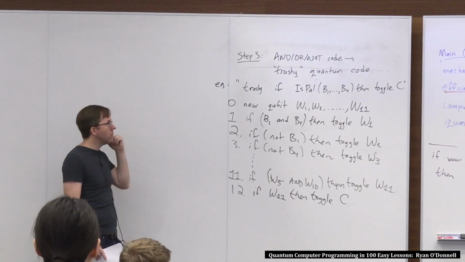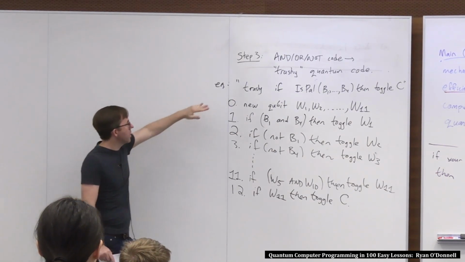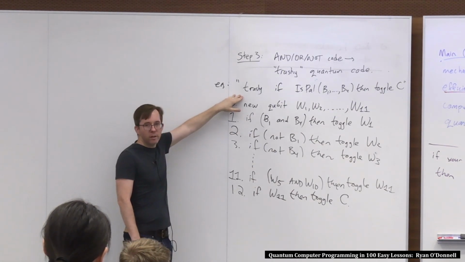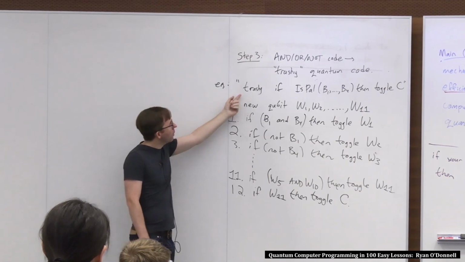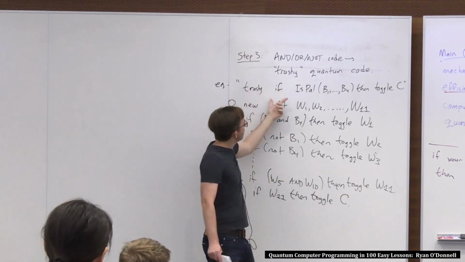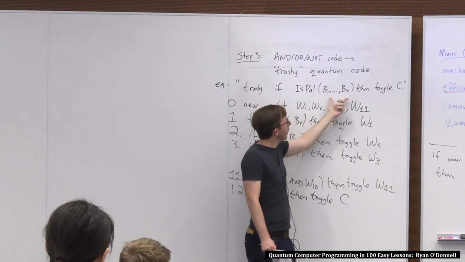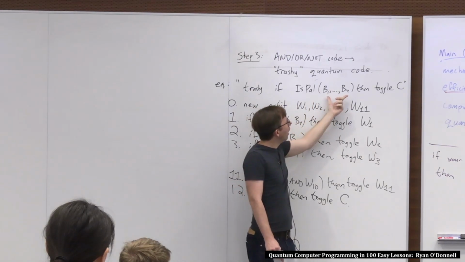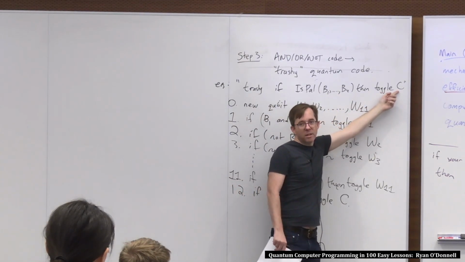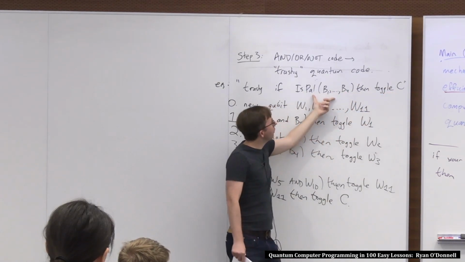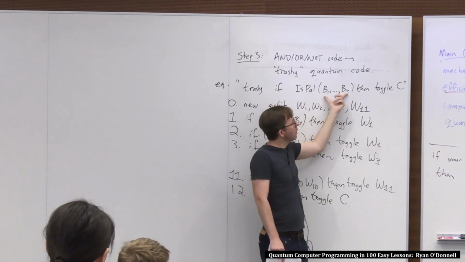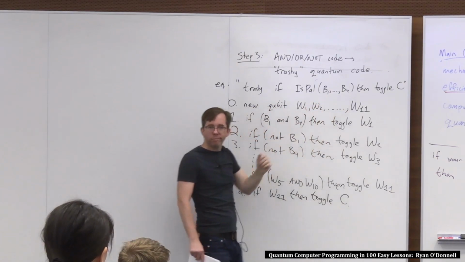The question was, do we need a new qubit for C? No, this instruction assumes that this qubit C already exists. If you look at the name, forget this for a second, it's telling you, based on its name, that its goal is to toggle this already existing qubit C if and only if these already existing qubits form a palindrome.